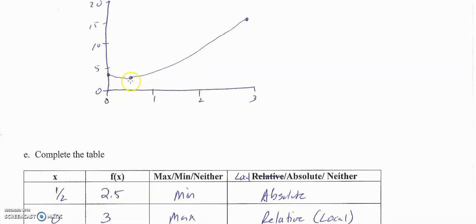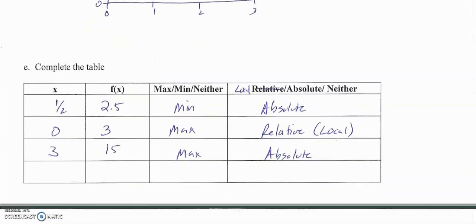So again, 1/2, 2.5 is an absolute minimum. 0, 3 is, let's say, a local max, and 3, 15 would be an absolute max.